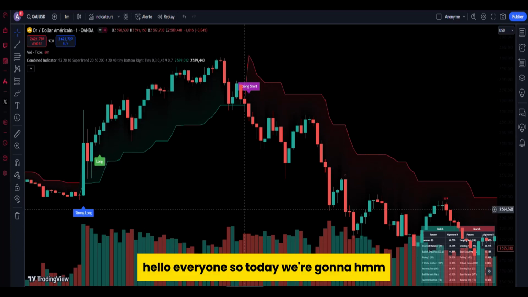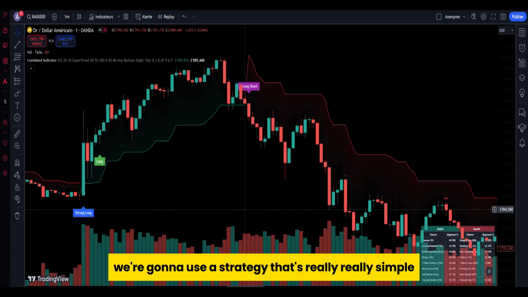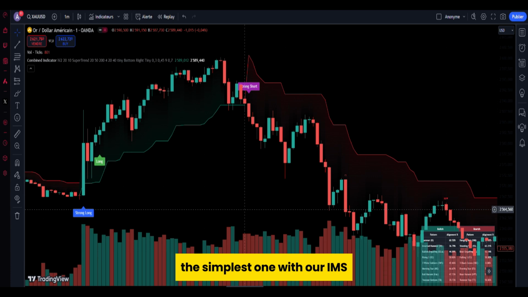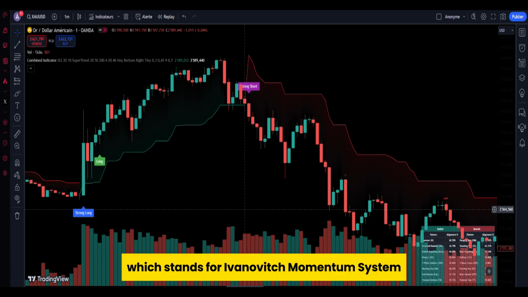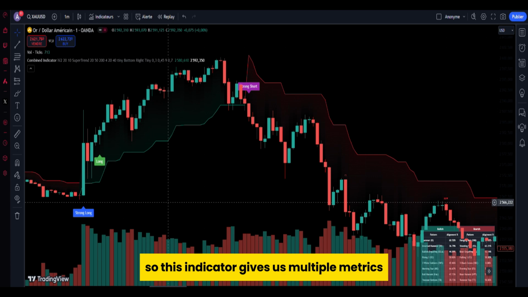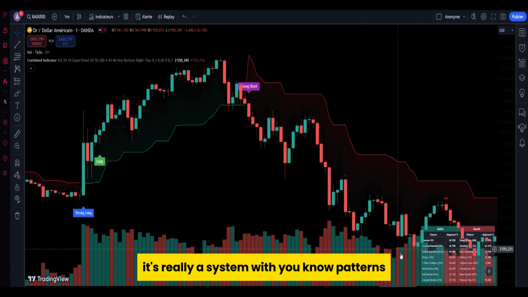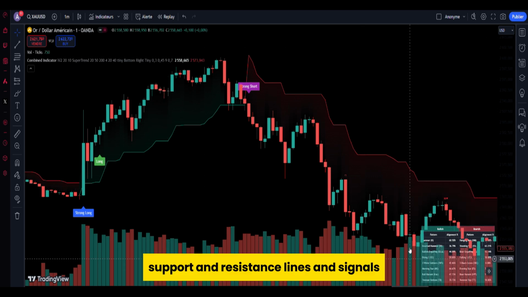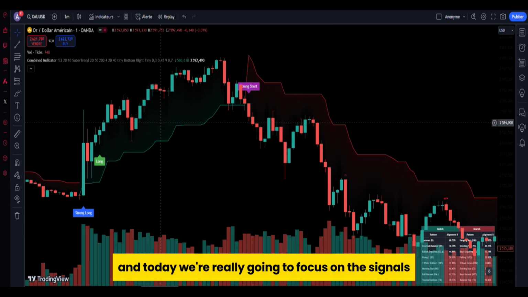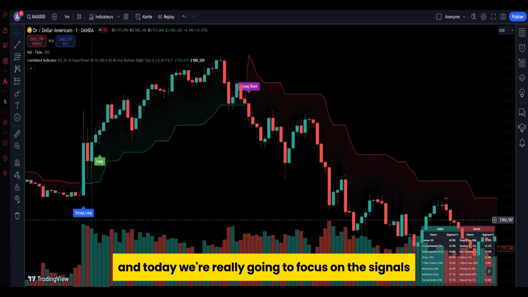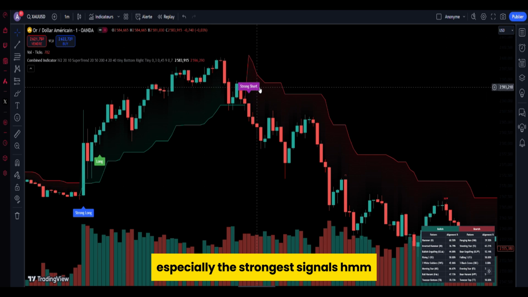Hello, everyone. So today we're gonna use a strategy that's really simple, the simplest one, with our IMS indicator, which stands for Ivanovich Momentum System. So this indicator gives us multiple metrics. It's really a system with patterns, support and resistance lines and signals. And today we're really going to focus on the signals, especially the strangle signals.